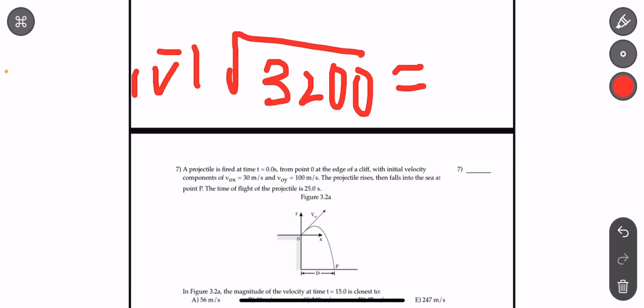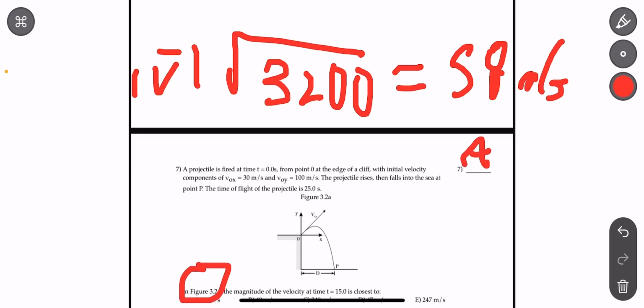Which will then eventually equal 58 meters per second. And the closest one we have is A. The answer will be A, 56.